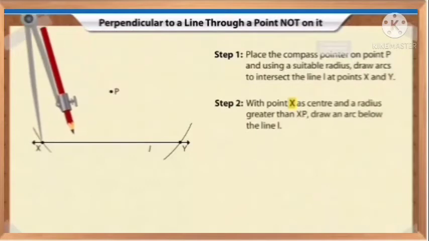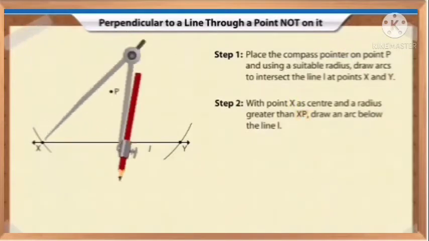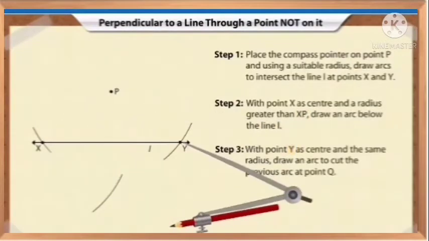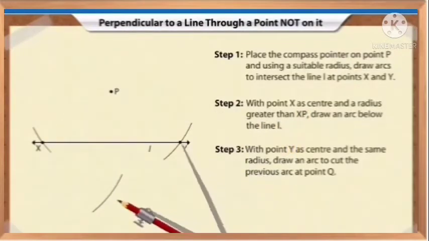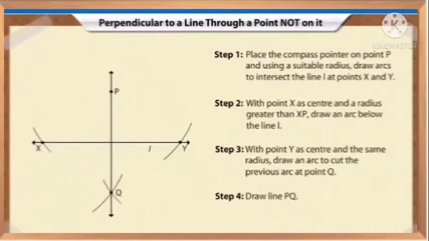With point X as center and a radius greater than XP, draw an arc below the line L. With point Y as center and the same radius, draw an arc to cut the previous arc at point Q. Draw line PQ. Line PQ is perpendicular to line L.